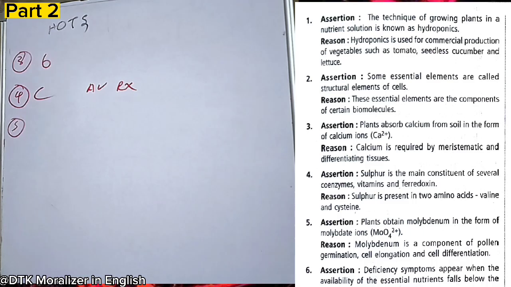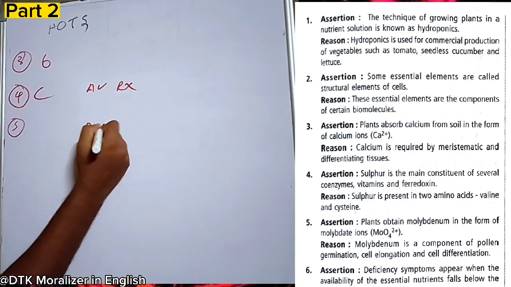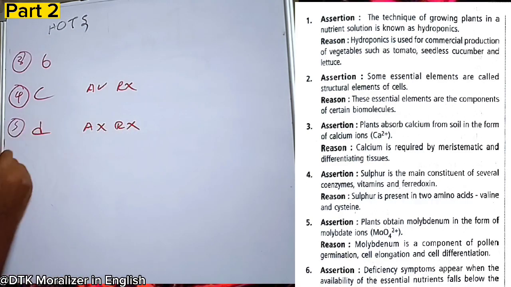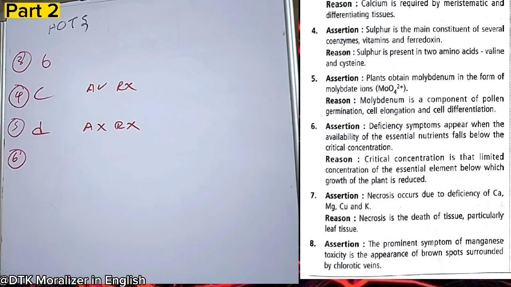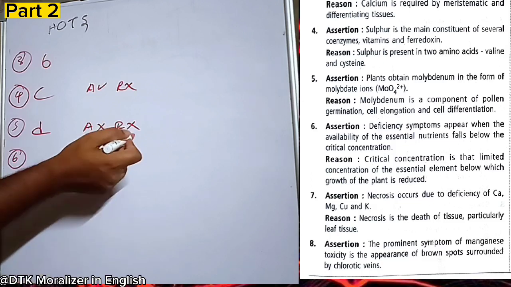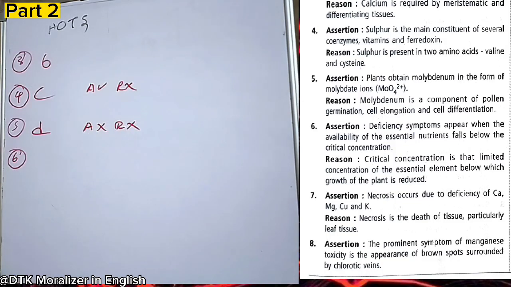Now question number 5. Plants obtain molybdenum in the form of molybdate ions, MoO4 2-. Molybdenum is a component of pollen germination, cell elongation, cell differentiation. No, both are wrong. Plants do not obtain molybdenum as molybdate ions. Molybdate does not play any role in pollen germination. So option D.